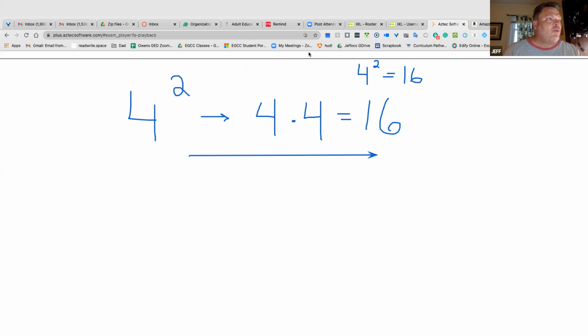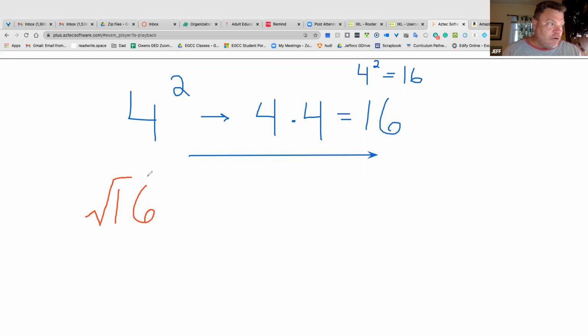Well, there's a way to go backwards. And the way to go backwards, if we wanted to know what number times itself gives you 16. So if we started with the answer and they said, do it backwards now. What is the thing that gets multiplied by itself that makes you 16? That would be this symbol.